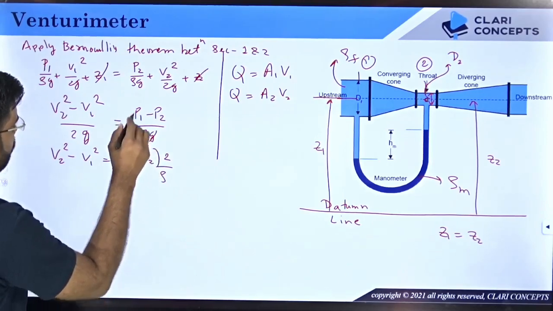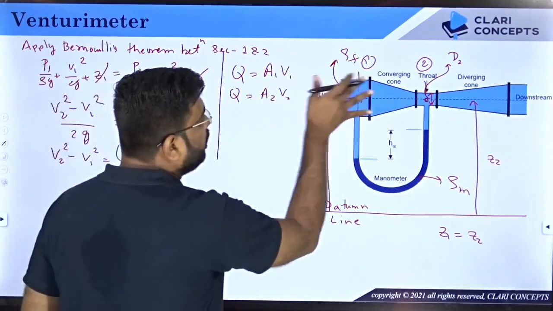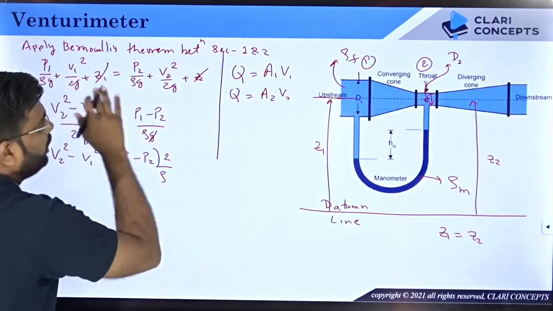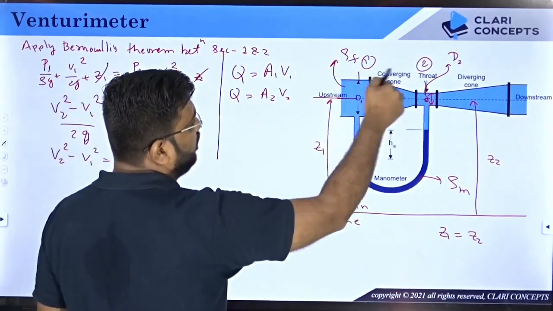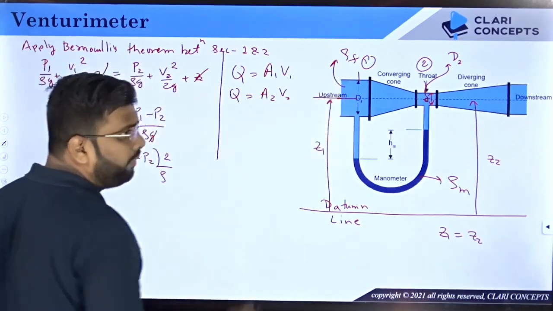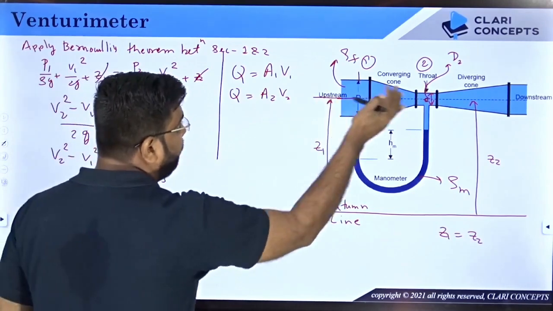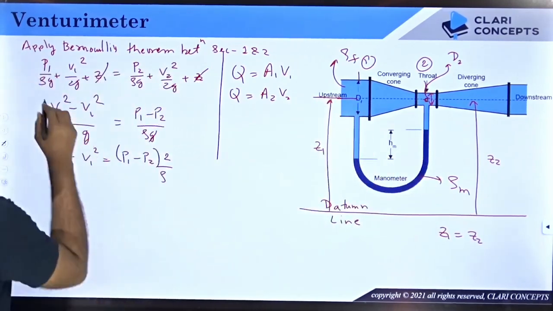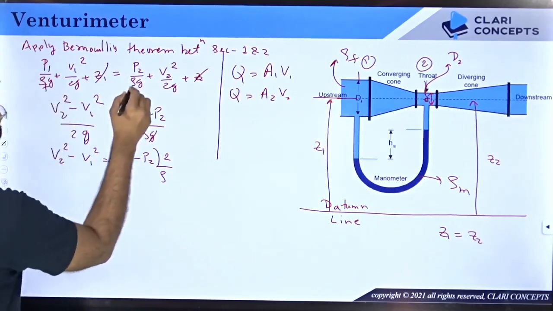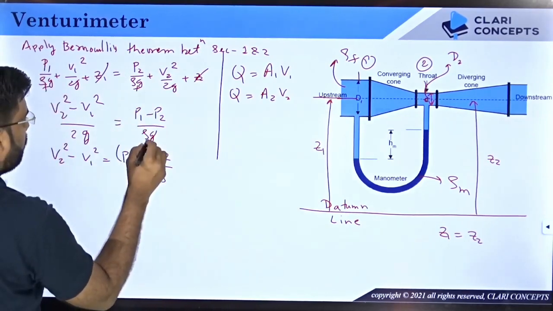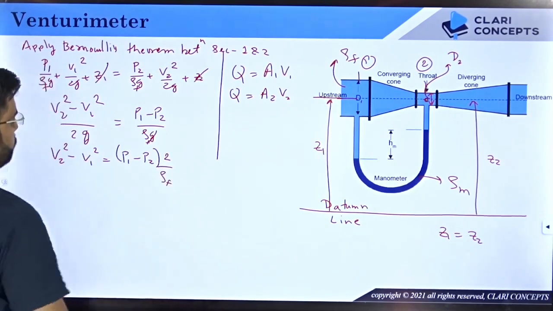Now when I say rho, this means what? Rho of the fluid flowing through the pipe, because you are talking about the section 1 and section 2. So section 1 has the fluid of density rho f, the main fluid flowing through the pipe. Remember this, because there are two fluids. One is the main fluid, one is manometric fluid. So don't get confused. This rho is for the main fluid, rho F.